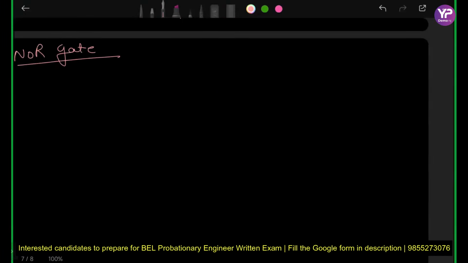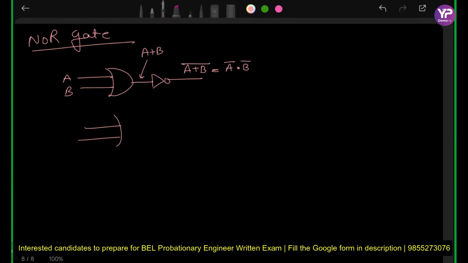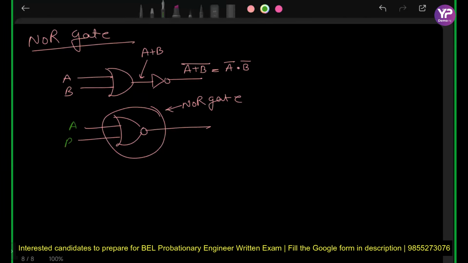The NOR gate is generally the NOT of the OR gate. This is an OR gate, and if I apply a NOT at the output, here we are getting A or B, and it becomes A or B complement, represented as (A+B) bar. The circuit symbol for this NOR gate is the one you generally see. We have inputs A and B, and the output Y has the expression (A or B) complement.